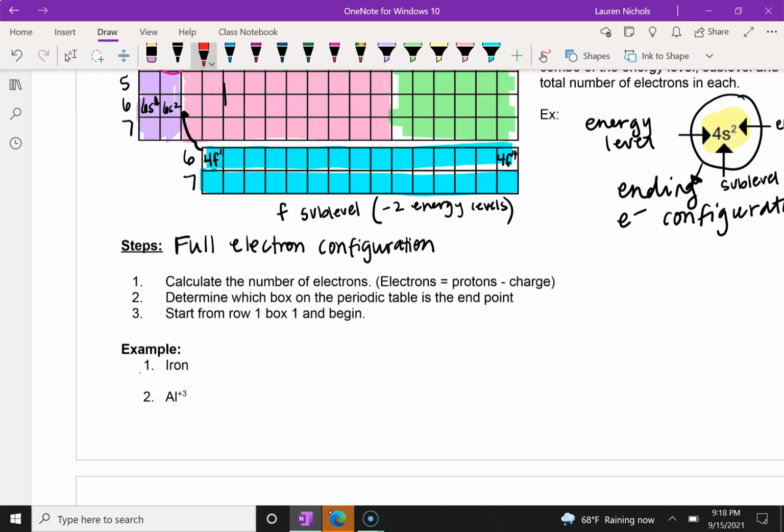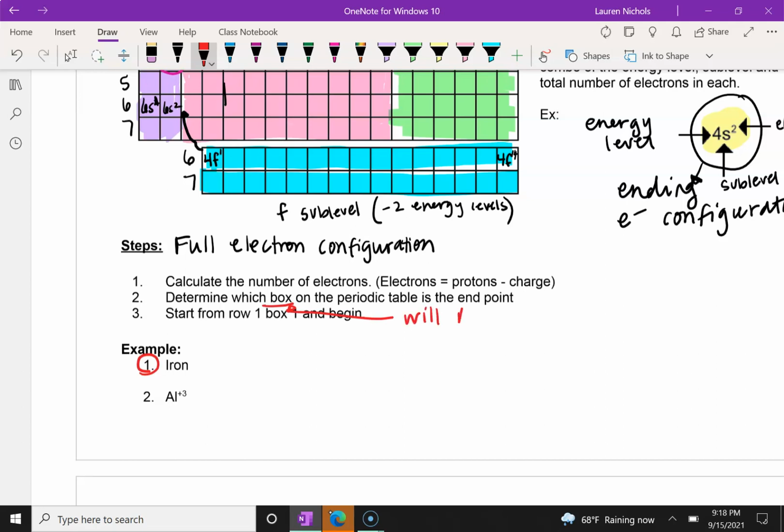So we are going to look at iron. Now, in order to do this, you need your periodic table in front of you. Your laminated one is perfect for this. If you're in class, you can ask for an expo marker. If you have one, it's great for this. But so you'll calculate the number of electrons that you have and determine which box on the periodic table is its endpoint.